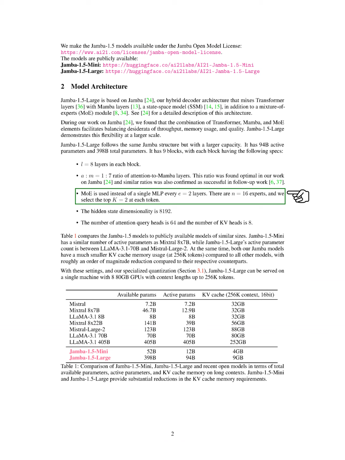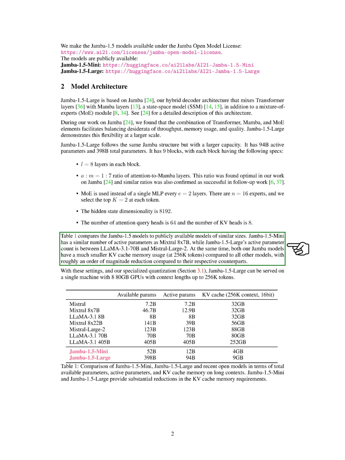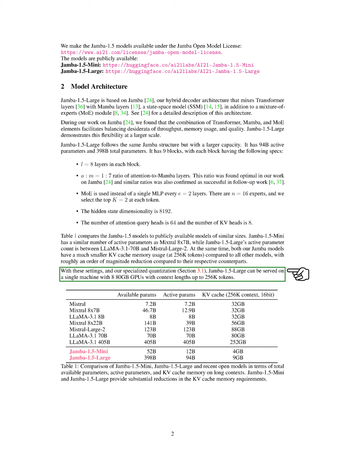We compare the Jamba 1.5 models to other publicly available models of similar sizes, noting that Jamba 1.5 Mini has a comparable number of active parameters to Mixtral 8x7b, while Jamba 1.5 Large falls between LLAMA 3.1 70b and Mistral Large 2. Our models also use significantly less memory for KV cache compared to others, achieving about a tenfold reduction. With our specialized quantization, Jamba 1.5 Large can be efficiently served on a single machine with 8 80GB GPUs for context lengths up to 256,000 tokens.